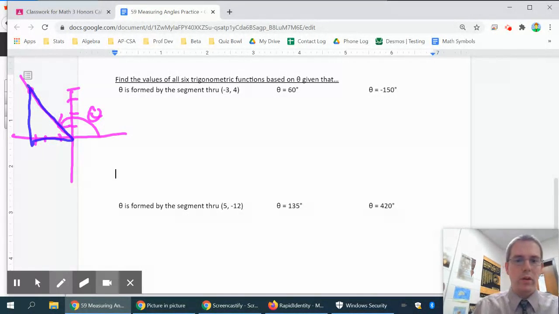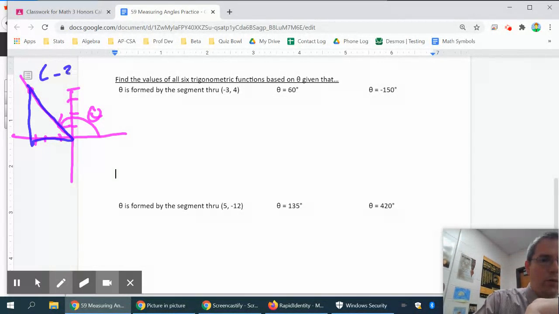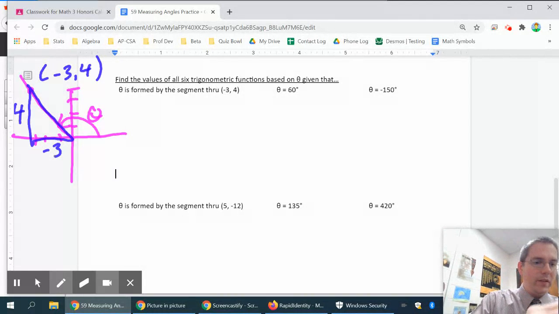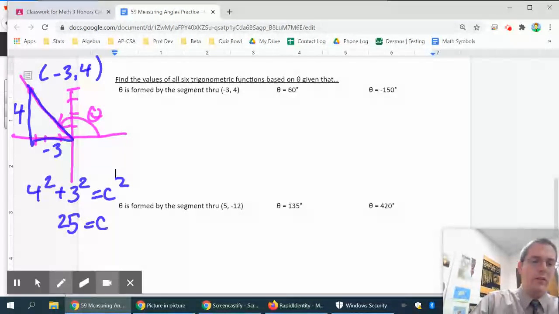And if this value here is the point -3, 4, it is true that this side of the triangle I can regard as 4, and this I can regard as -3. And then I can figure out this missing side of the triangle using Pythagorean theorem. I would have 4 squared plus 3 squared equals c squared. And you might ask why I didn't write down the -3. Well, if I wrote down the negative, I was going to square it, and it was going to become a positive anyway. So now I get 25 as c squared, and c equals 5.